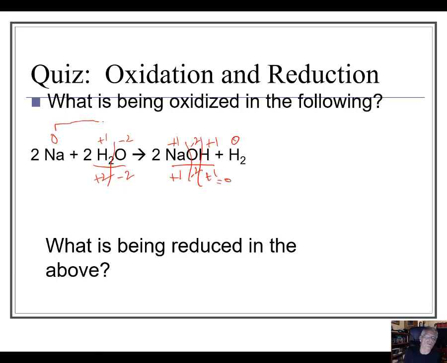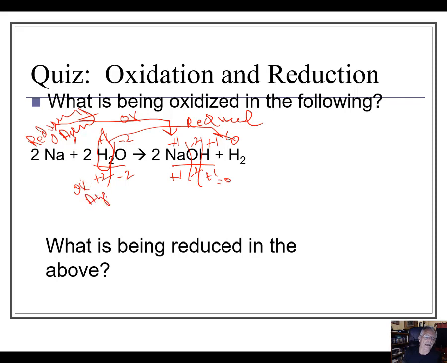Sodium is going from 0 to +1. That's oxidation. That makes sodium the reducing agent. Okay? And the hydrogen in water, at least a couple of them, are being reduced to 0. There's your reduction. And since it's being reduced, that makes water, or hydrogen in water, the oxidizing agent.